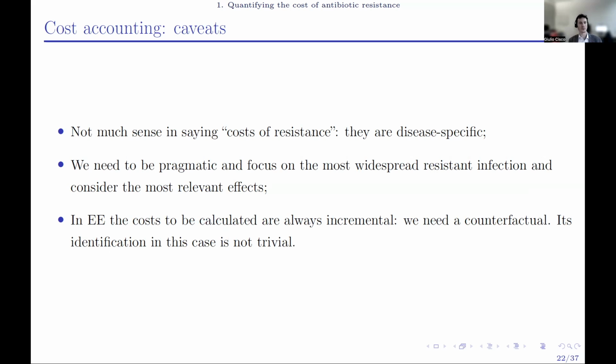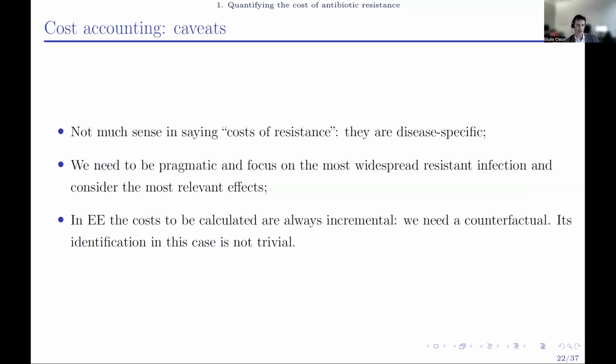So what we should maybe deal with, at least now that we are at the beginning, is more considering each disease and the resistance for each disease. As I said, it's important to be pragmatic and focus only on the main costs. Otherwise, it's a bit confusing and it becomes a never-ending problem.